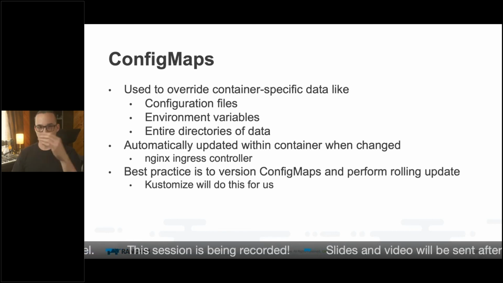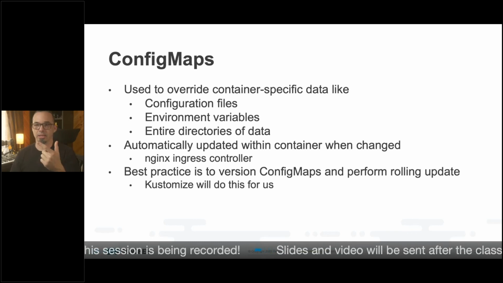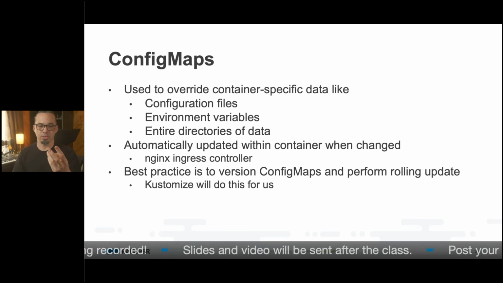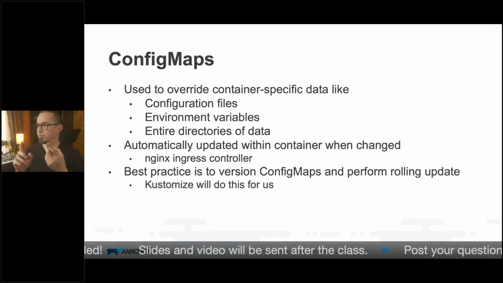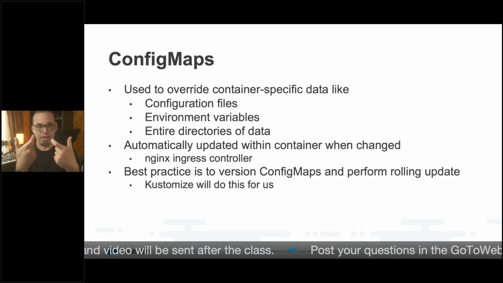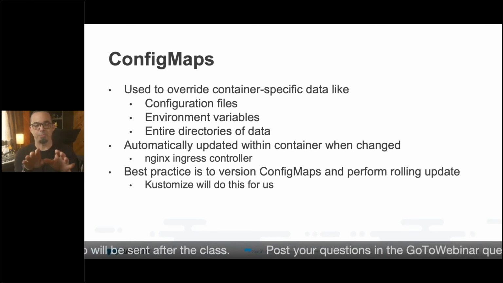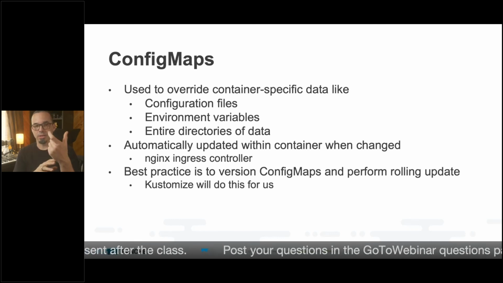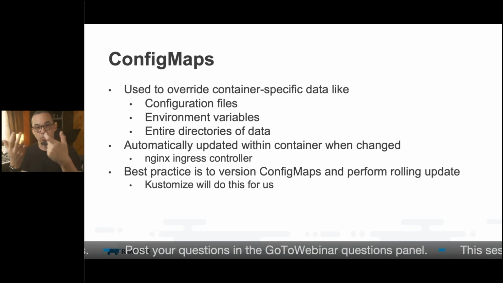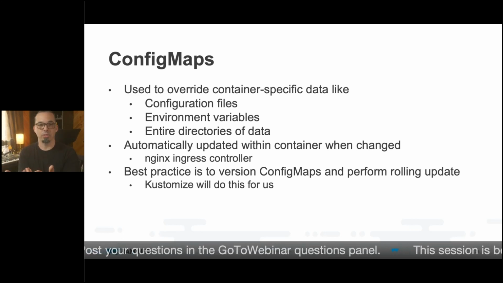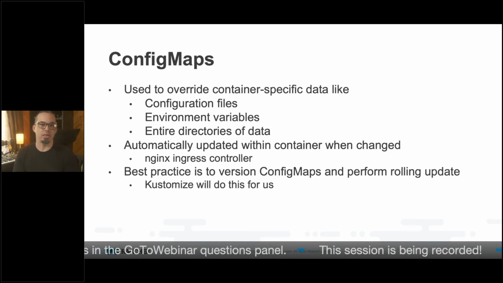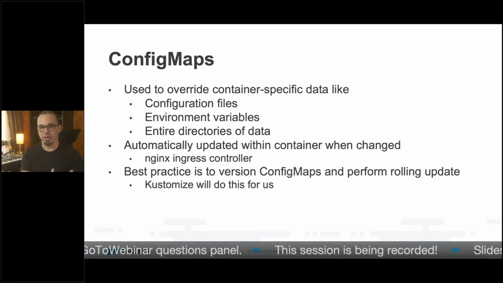A config map is just a file with key value pairs, and they override container-specific data in one of 3 ways. Environment variables, so in the config map, the key is the environment variable name, the value is the value of the variable, and those get mapped into the container at runtime. Or the key can be a file name, and the value can be the contents of the file, and those get written to a directory at runtime. Or you can have an entire directory taken over where every single key becomes a file in that directory.